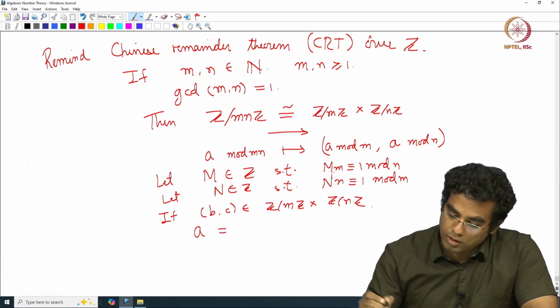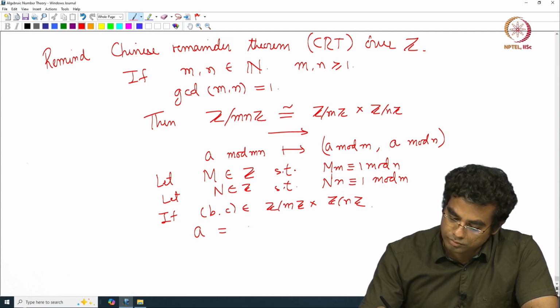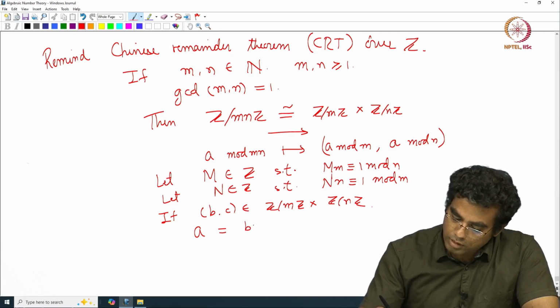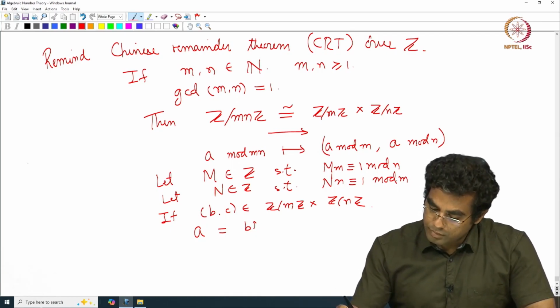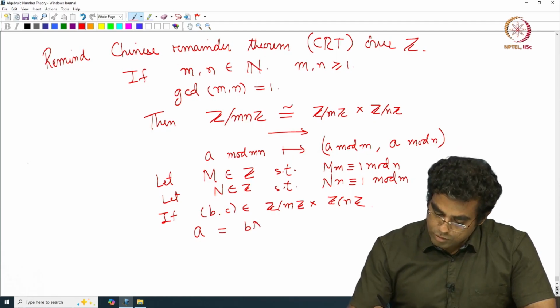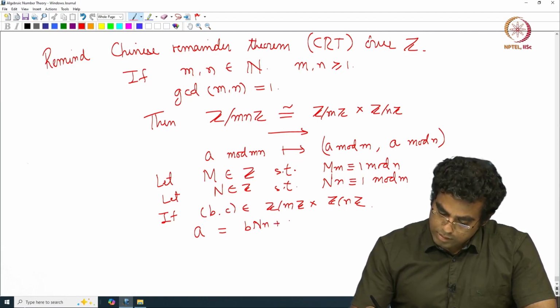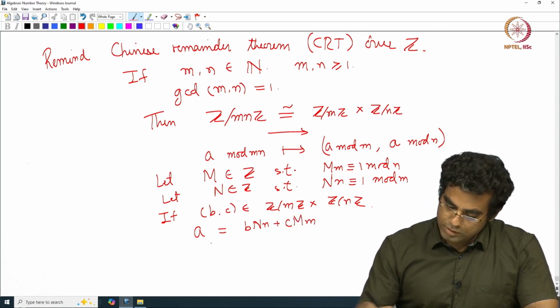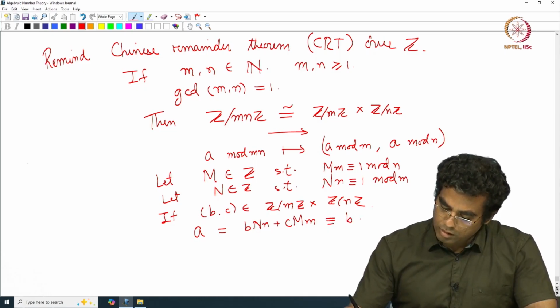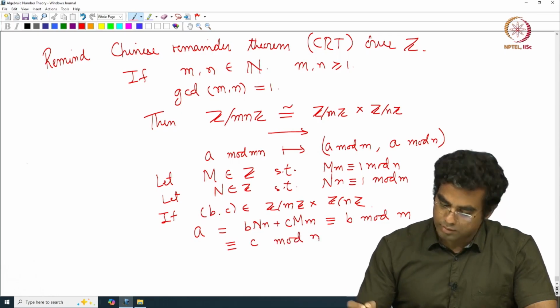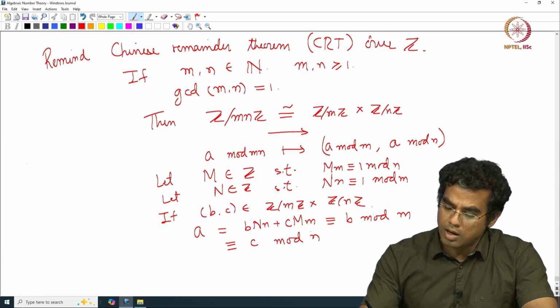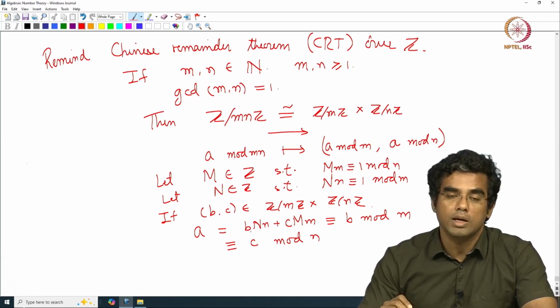So, what should you take? You should take b times, so modulo m, you want b, right. So, b n'n plus c m'm, right. So, what is this? So, this is congruent to b modulo m, and it is also congruent to c modulo n, right, because mod m, this second term vanishes and the first term is just b times 1, right.